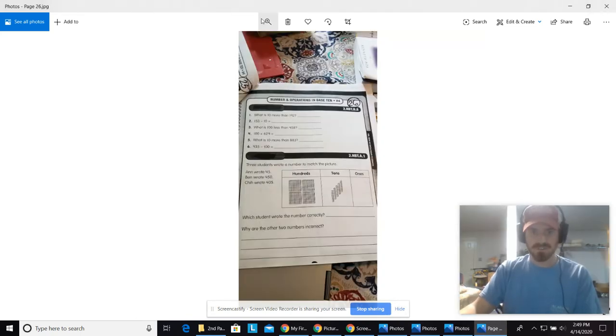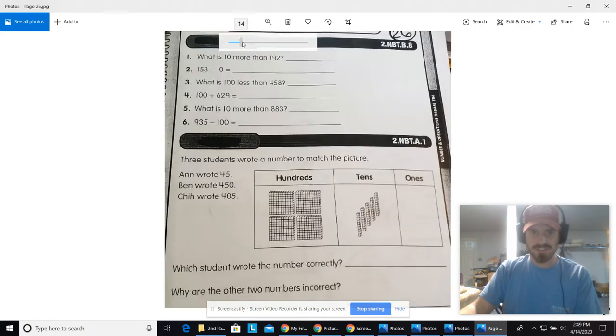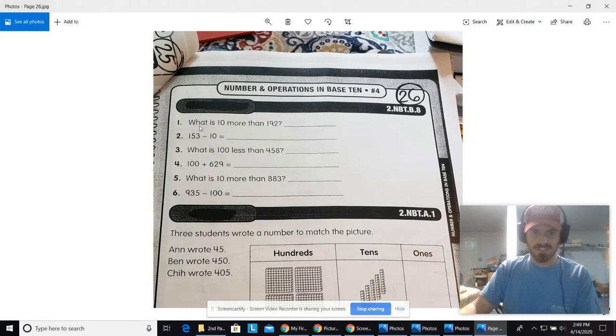Okay, so let's look at 26, last page. So it's asking, what is 10 more than 192? This is a toughie because you have to use place value and you have to understand what happens when you're grouping ones into tens, tens into hundreds, and so forth. So, what is 10 more than 192?